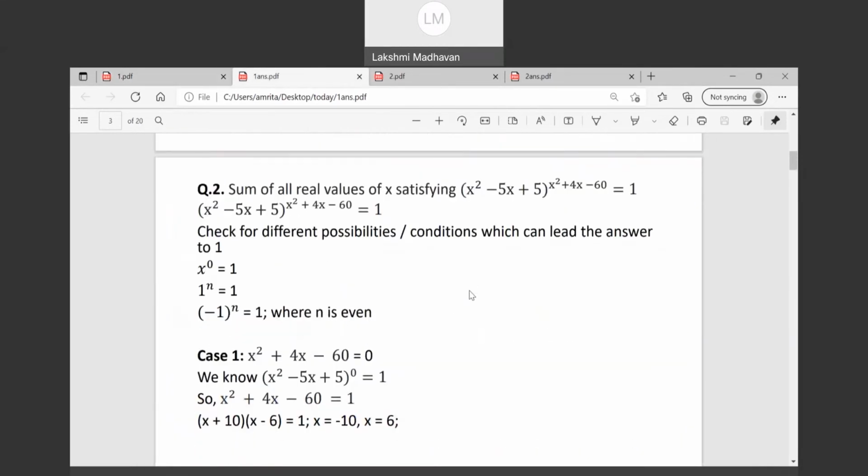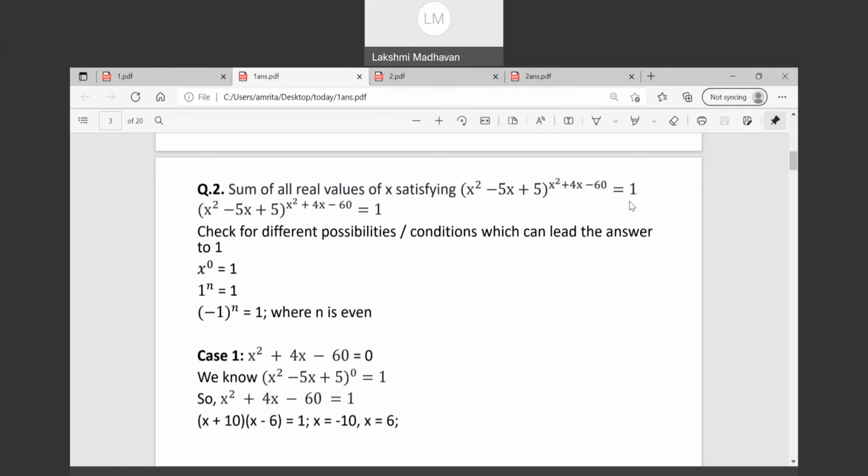So how are we going to solve this? The equation is given and it's equal to 1. The first thing everyone should think is what all the possibilities or conditions are that can lead this expression to 1. There may be different options, right? We can call this x raised to n, where x becomes x square minus 5x plus 5 and n is x square plus 4x minus 60. So when x raised to n is equal to 1, we have to consider different options for both of these functions.